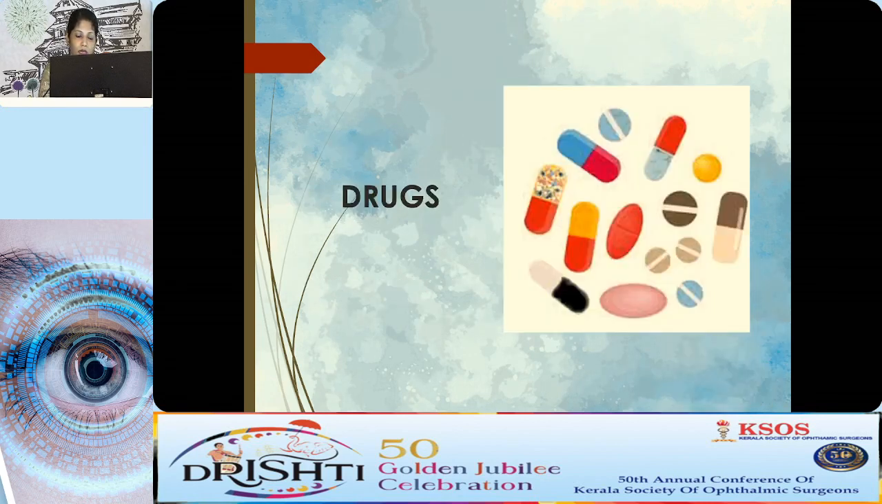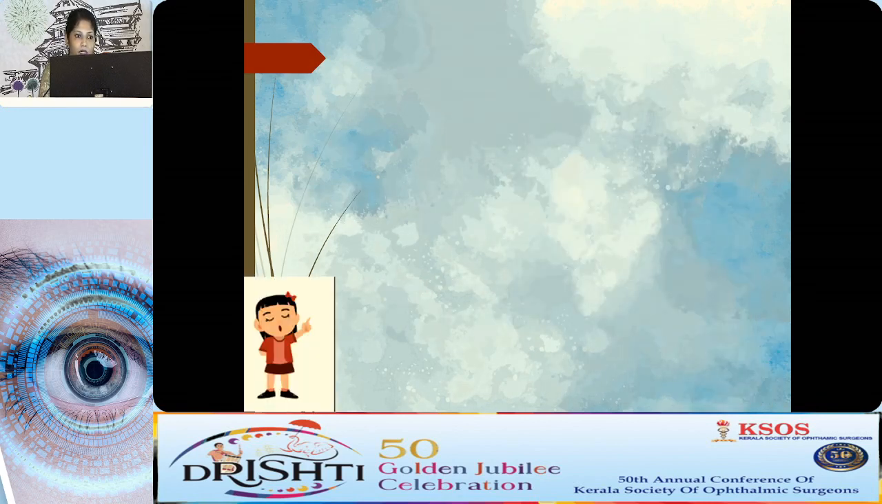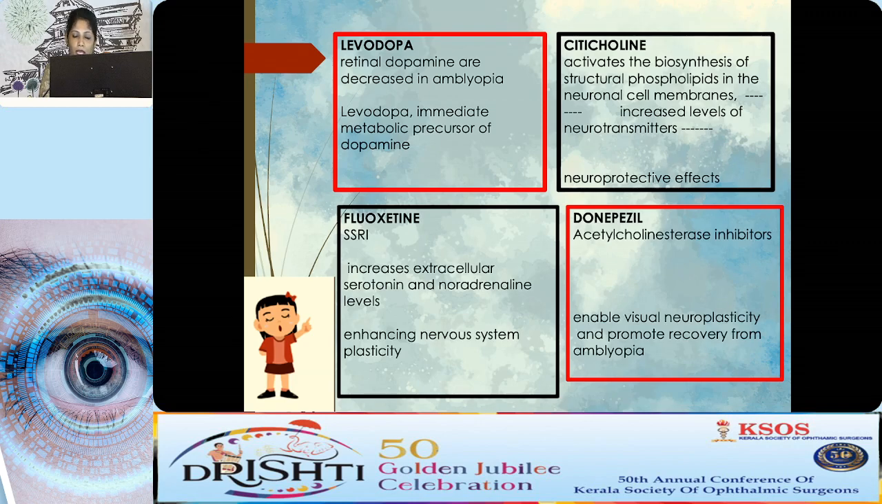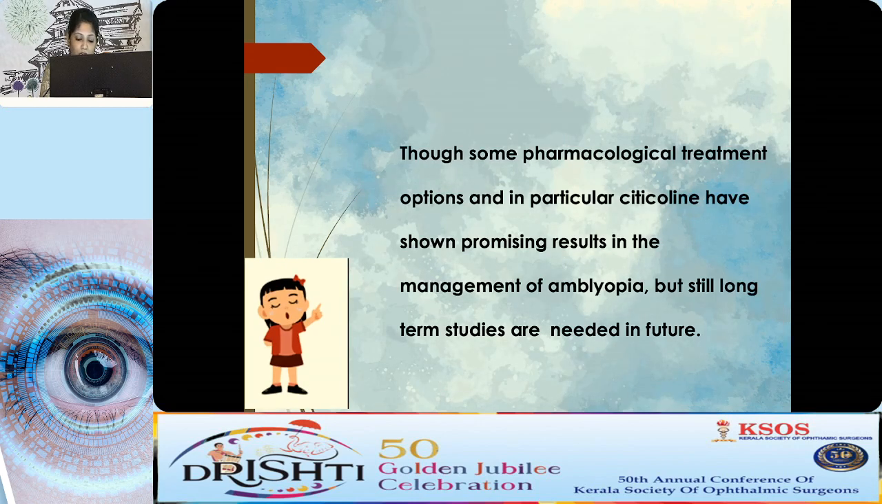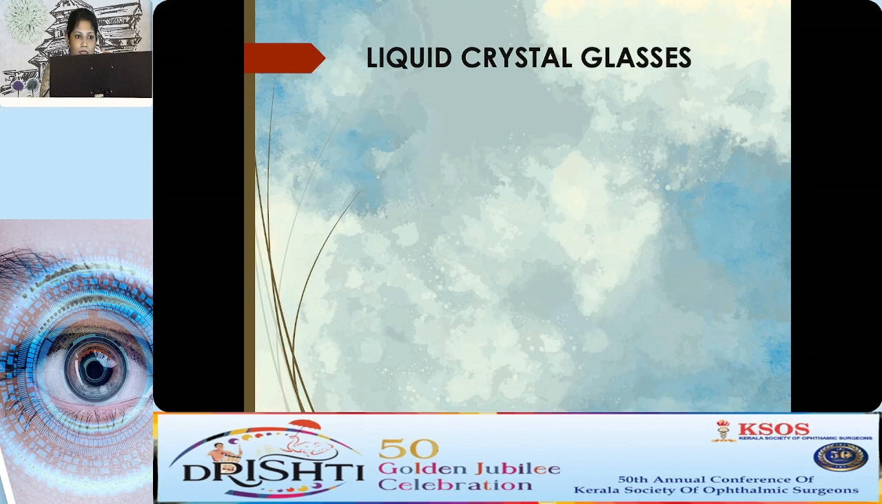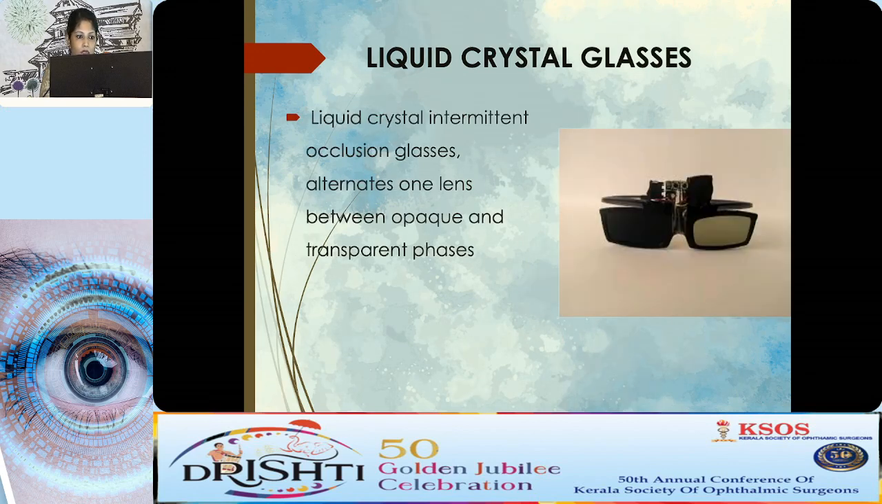Various drugs are available in our market which have been tried for amblyopia, citicoline being the most common one. It has neuroprotective effects, and the other drugs are fluoxetine and donepezil, which are still under investigation. Though some pharmacological treatment options and in particular citicoline have been tried, long-term studies are needed in future. And coming to the various newer methods, this is liquid crystal glasses, which provide intermittent occlusion, and alternate one lens between the opaque and the transparent state.